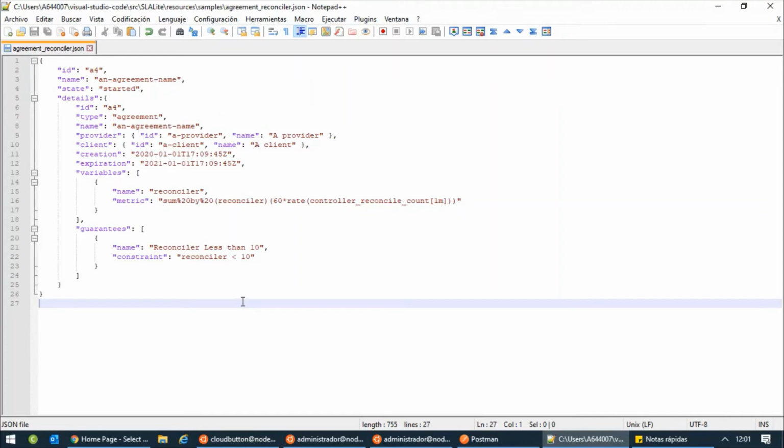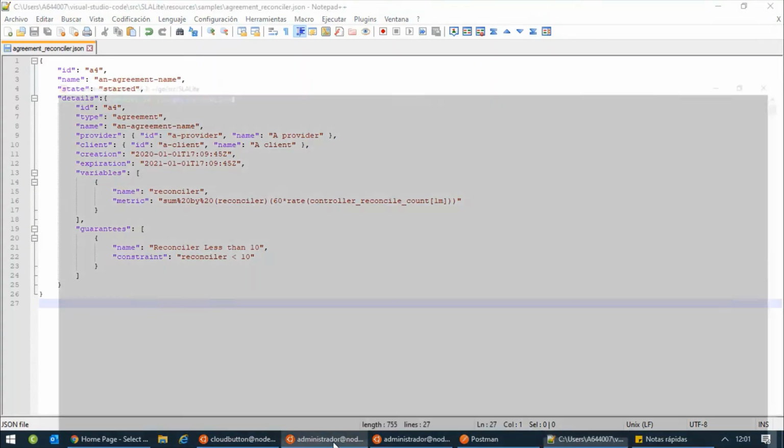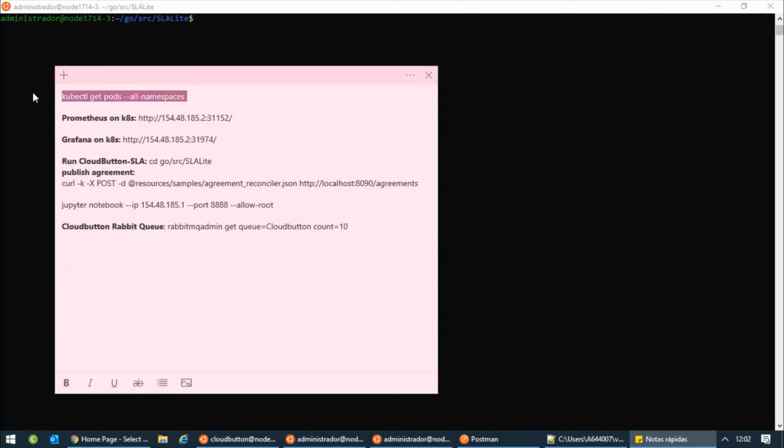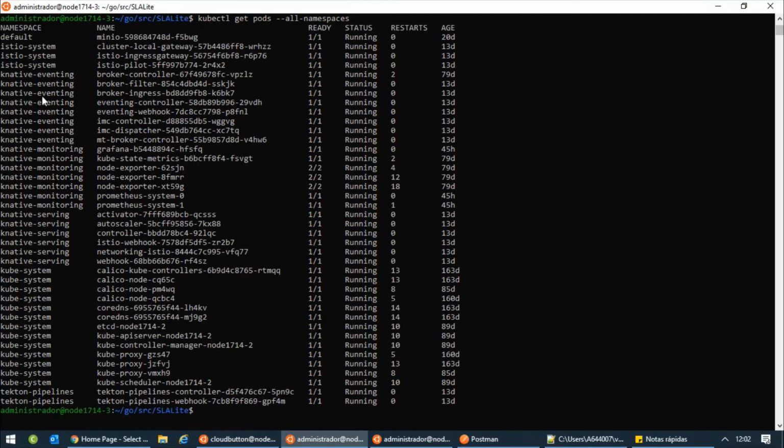We are developing our CloudButton SLA from the testbed of the project. The testbed of the project is a Kubernetes cluster. We can see that in our cluster, Knative is being installed: Knative eventing, serving, and also the monitoring. We will use Knative monitoring Prometheus to collect the metrics that will make up the agreements of the SLA. These Prometheus metrics are being grouped in different Grafana boards.